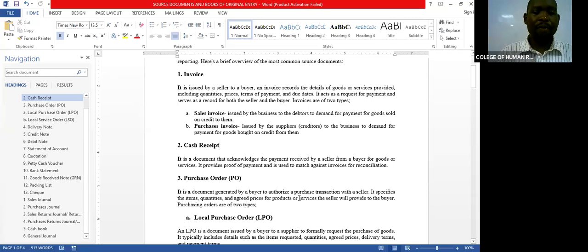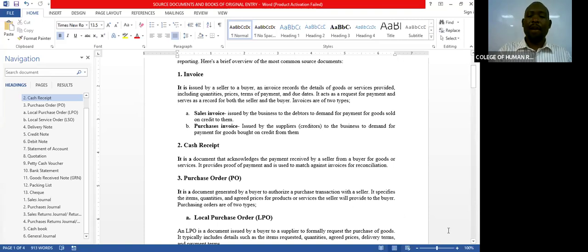The purchasing order is a document that is prepared by a potential buyer to authorize the purchase of certain goods or services. If I want to purchase certain goods or certain services, then I must prepare a purchase order. It gives the details of the items that I want to buy, and then the seller will provide those goods to the buyer. So it is a request from the buyer to the seller to be supplied with certain goods or services.